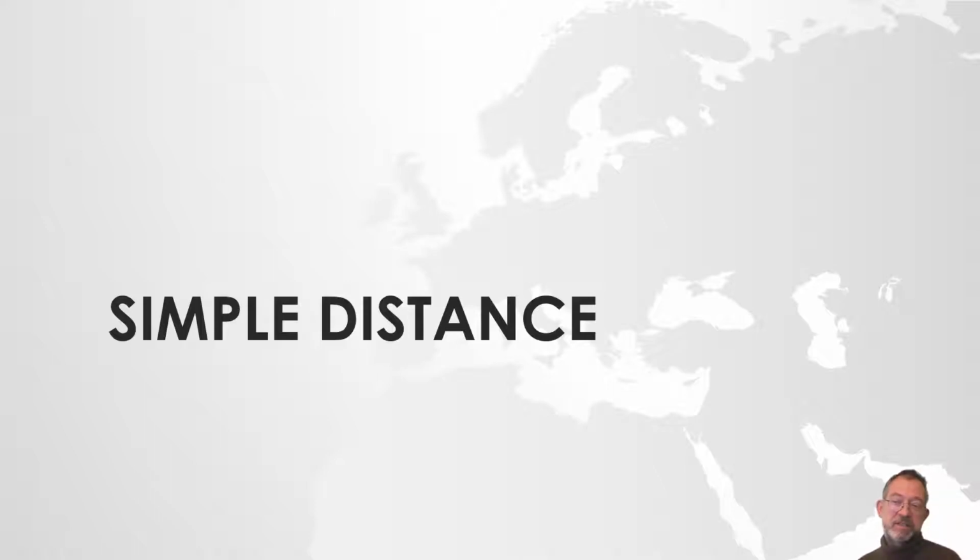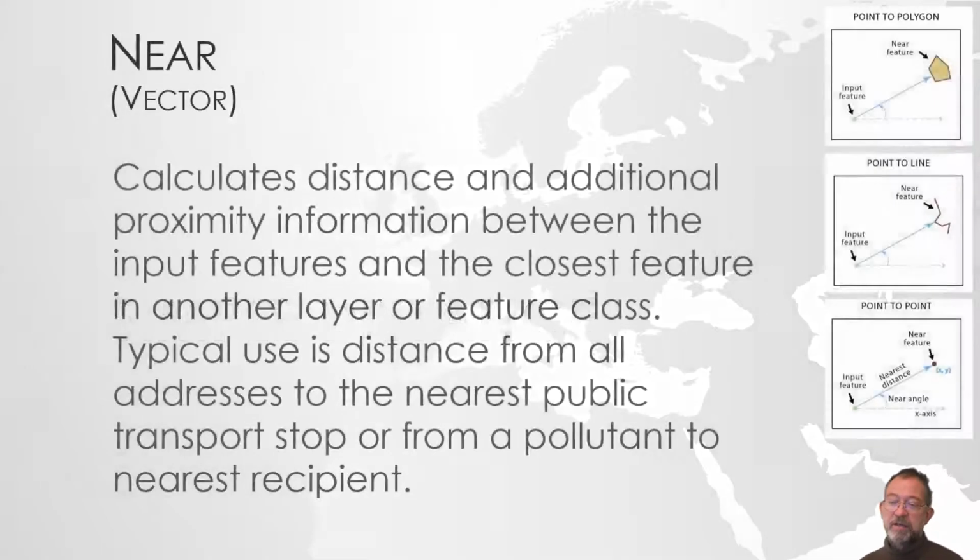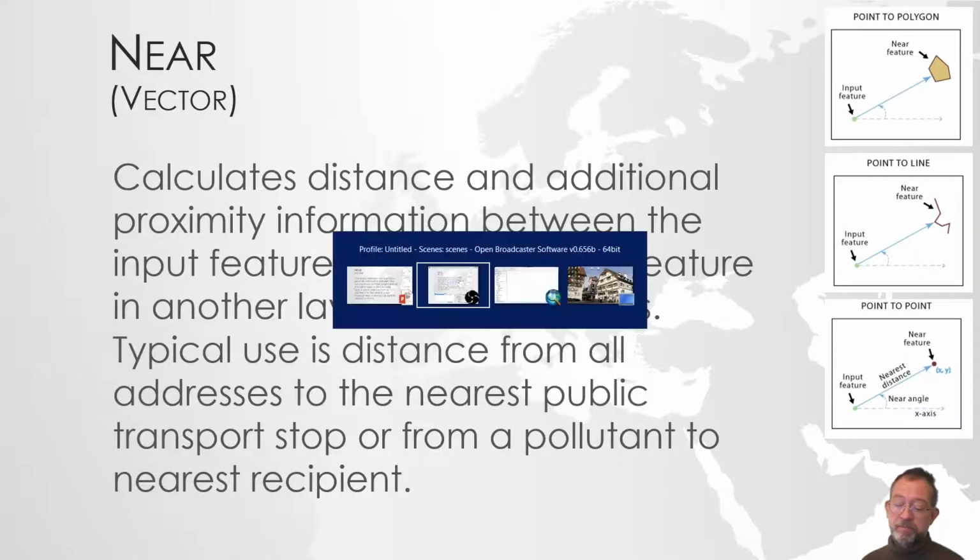Simple distance is what we will normally consider distance. It is as if we took a ruler on our GIS and then measured the distance. The primary tool for doing distance calculations is called Near. There are two versions: one called Near and one called Near as table.